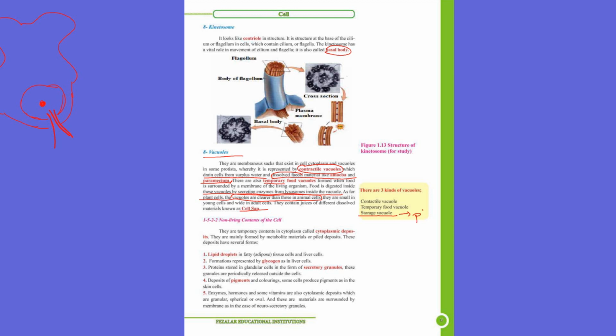Mainly, the storage vacuole is for plant cells, the temporary food vacuole is for some unicellular organisms like amoeba or animal cells, and the contractile vacuole again is for amoeba or freshwater organisms. Three kinds of vacuoles according to their function and maybe location.